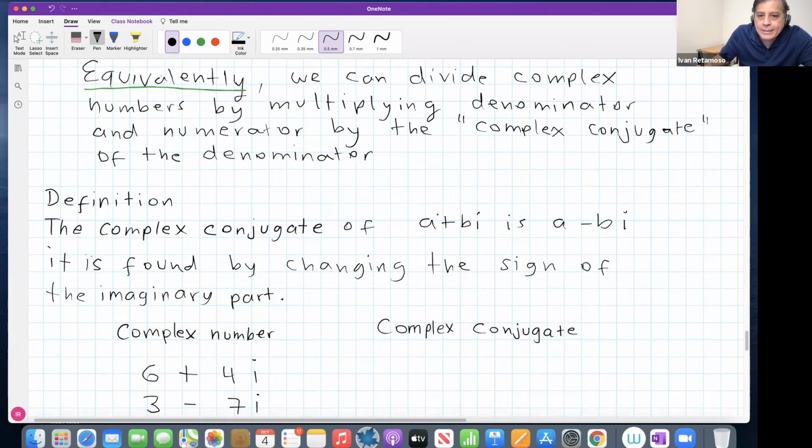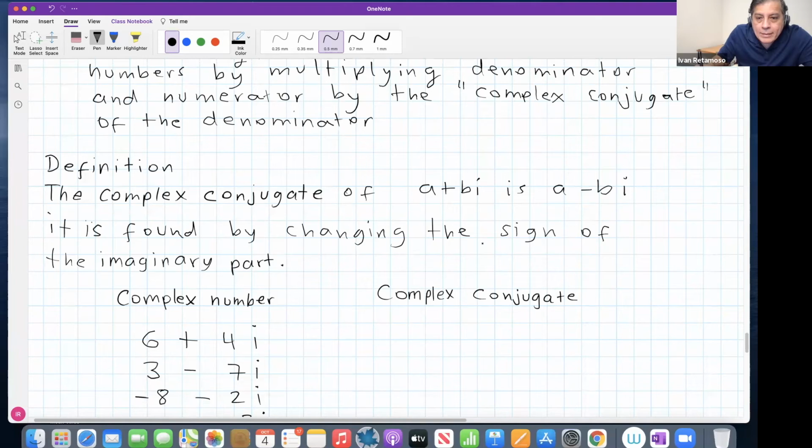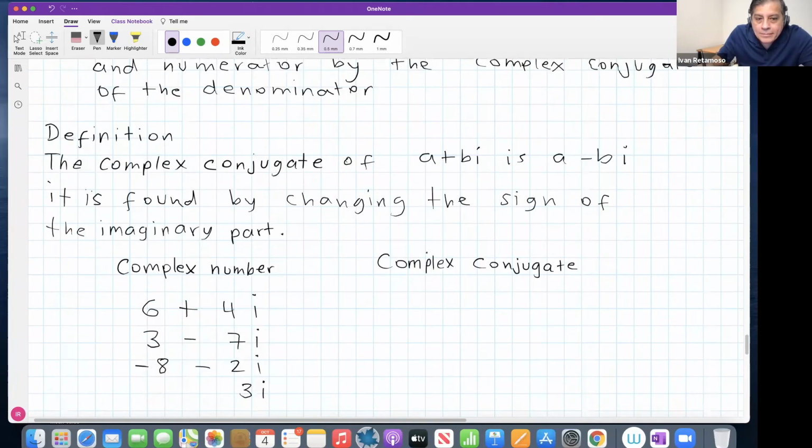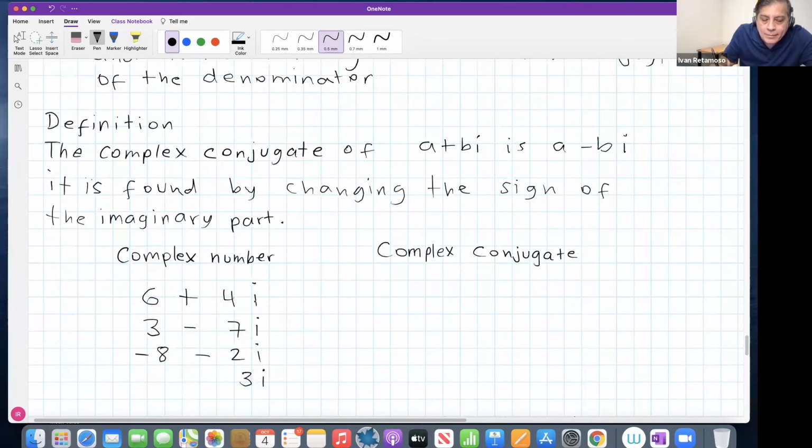Basically, you keep the real part as it is, and for the imaginary part, you just change the sign to its opposite. It is found by changing the sign of the imaginary part, right? Very good. So, examples. Complex number 6 plus 4i. The complex conjugate should be 6, which stays the same, the real part, and the imaginary part changes sign, minus 4i, right?